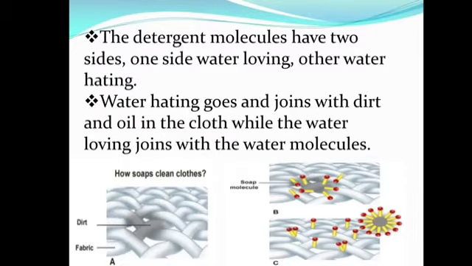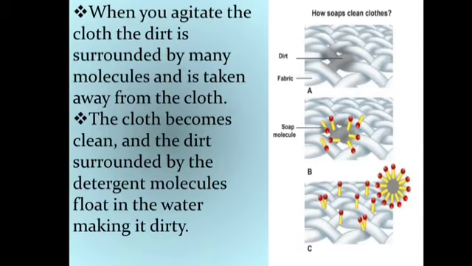water molecules. So you can see here the detergent molecules, they have two sides. One is water loving and the other one is water hating. This water hating goes and joins with the dirt and oil in the cloth, while the water loving joins with the water molecules. When you agitate the cloth, the dirt is surrounded by many molecules and is taken away from the cloth. The cloth becomes clean and the dirt surrounded by the detergent molecules floats in the water, making it dirty.